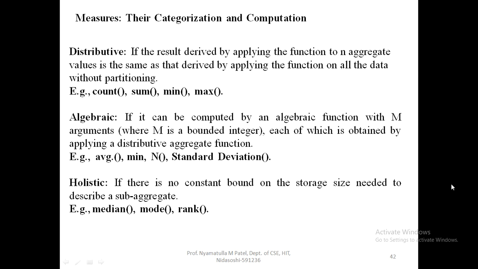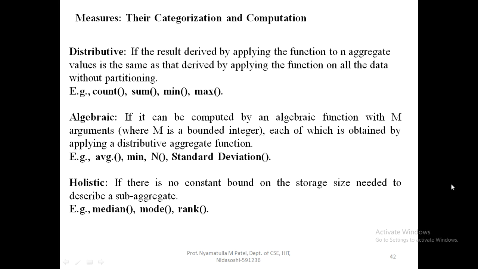Note that a multi-dimensional point in the data cube can be defined by a set of dimension-value pairs. For example, time equal to Q1, that is, I am taking the first quarter, and location equal to Vancouver, and item equal to computer. So here I am going to find out how many computers are sold in a city called Vancouver during the first 3 months, January, February and March. So this is a multi-dimensional point.